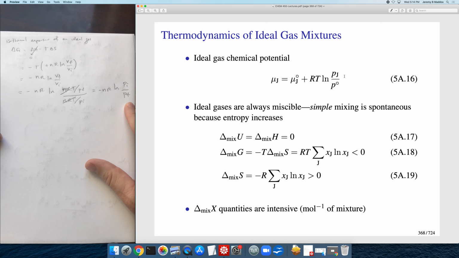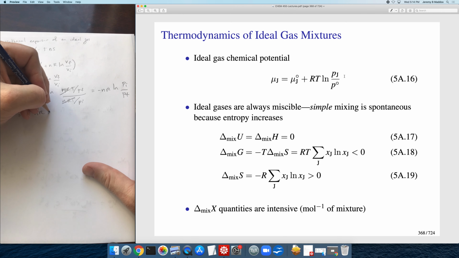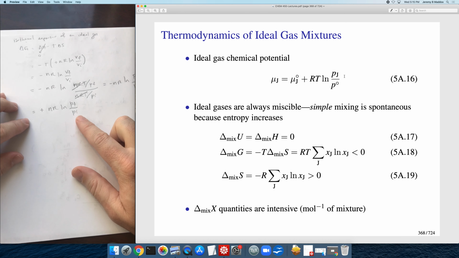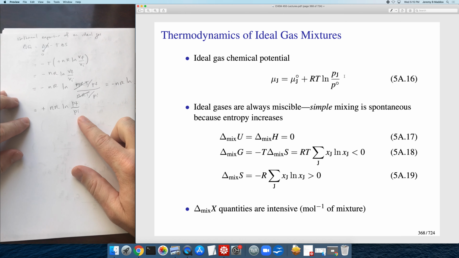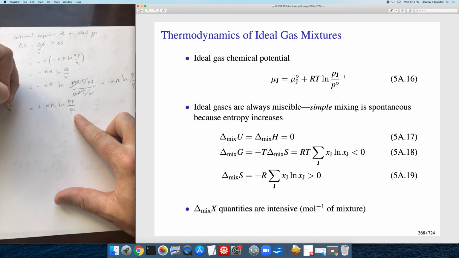It's kind of annoying to have PI over PF, so we'll use a logarithm trick. We'll bring down a minus sign, so that's going to give us plus NR natural log of PF over PI. This is actually an expression that we've used before. I just showed you that it comes from the things that we've already been studying. Now I'll contend you can write delta G as GF minus GI.